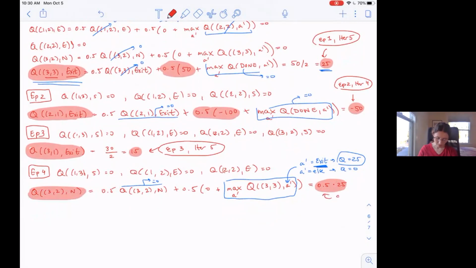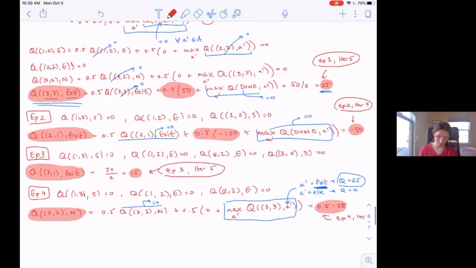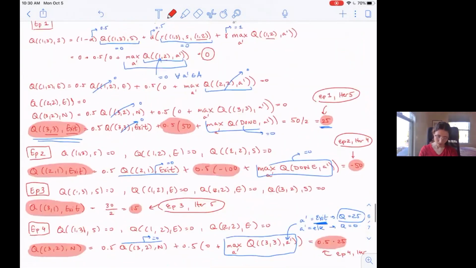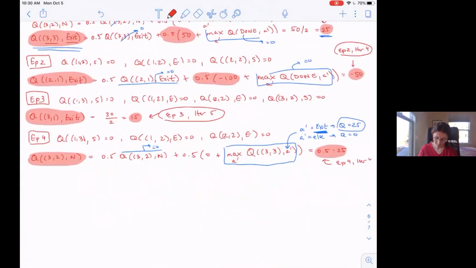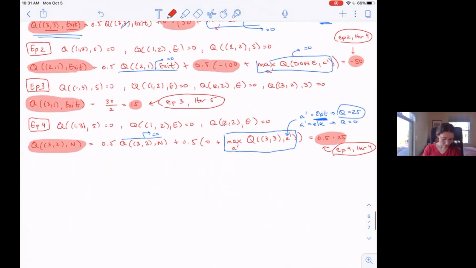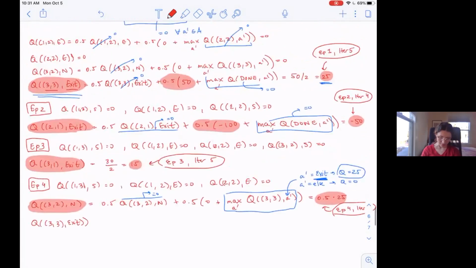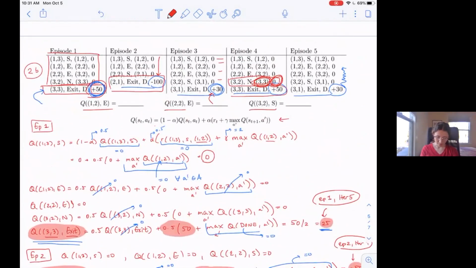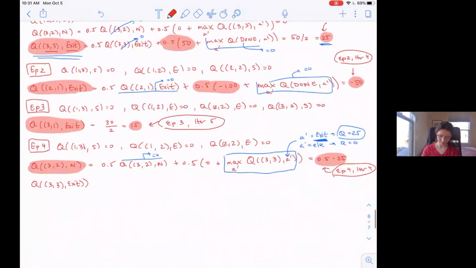This happens in episode 4, iteration number 4. Awesome. We're going to update also here Q of 3, 3 exit. That's going to get updated again because we have another sample of taking the exit action from 3, 3. And it's going to get updated to some non-zero number.